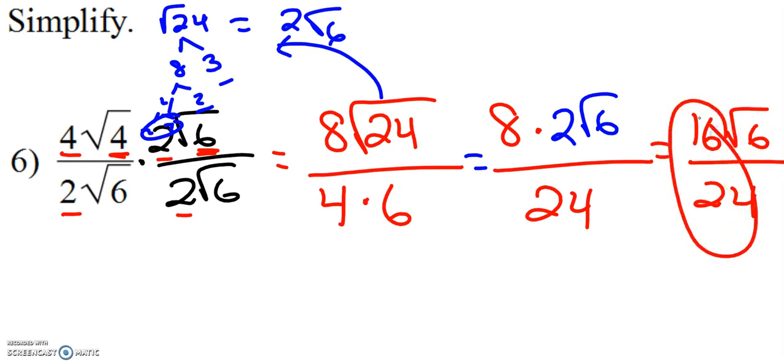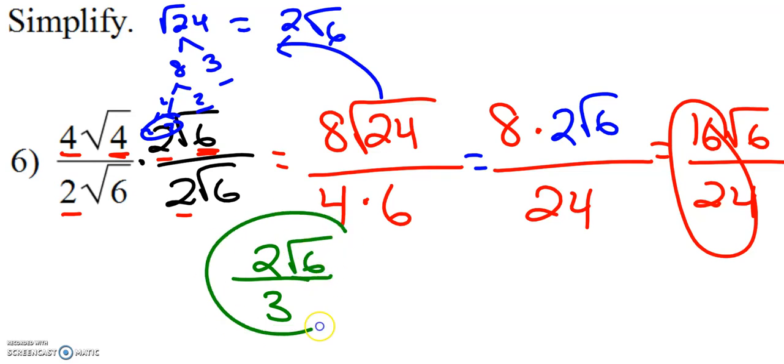And then I'll simplify here. What goes into 16 and 24? I believe 4 is your greatest common factor there. No, 8. 8 is going to be your greatest common factor. So 16 divided by 8 is 2. 24 divided by 8 is 3. And I'm just left with my radical 6 on top, and that's your final answer. Okay, I hope we understood that.